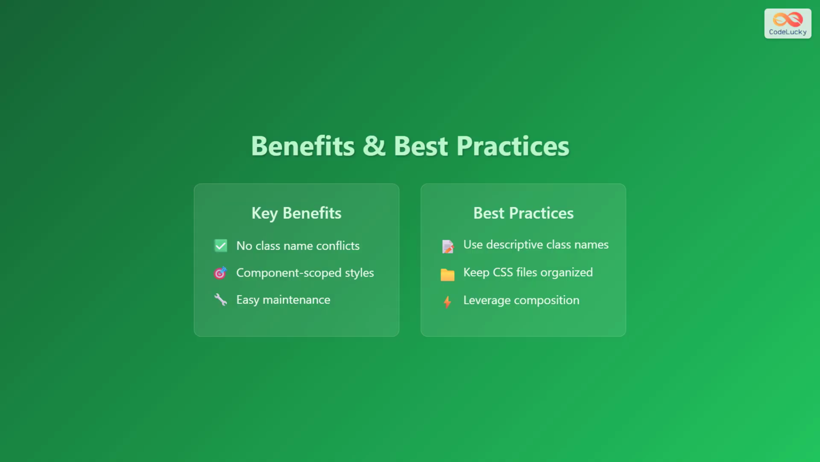Let's recap the key benefits of using CSS modules and discuss some best practices to follow. Some of the key benefits are that there are no class name conflicts, and you can achieve component scoped styles, leading to easy maintenance. To make the most of CSS modules, here are some best practices. First, use descriptive class names to make your styles more readable and maintainable. Keep your CSS files organized by grouping related styles together and following a consistent naming convention. Leverage composition to reuse styles and avoid duplication.